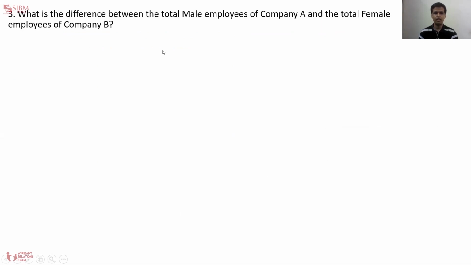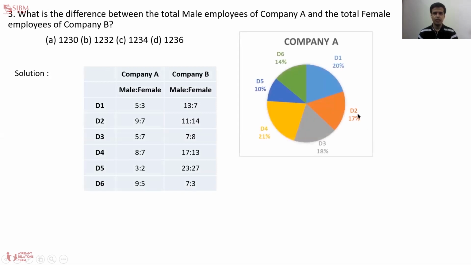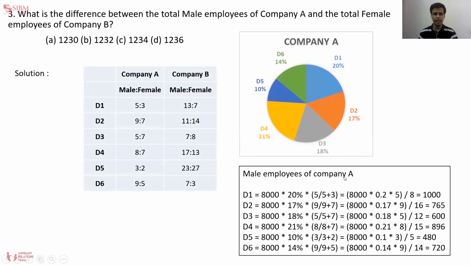What is the difference between the total male employees of company A and the total female employees of company B? This is quite a bit of a lengthy question. So we have a table, we have our pie chart, and let us now calculate the male employees of company A in all the different departments. Starting from D1, we have the total number of employees as 8,000. The percentage share of D1 is 20%, which gets multiplied. And the ratio of male to female is 5:3. And we have to calculate the male employees of company A in department D1 here. So we take the ratio as 5 divided by 5 plus 3. So the final value comes out to be 1000.